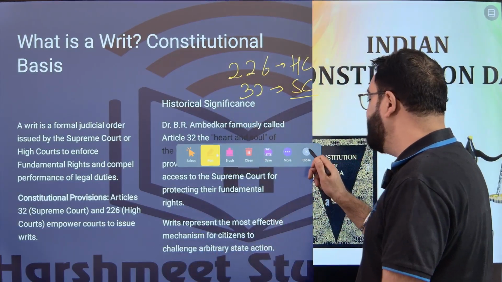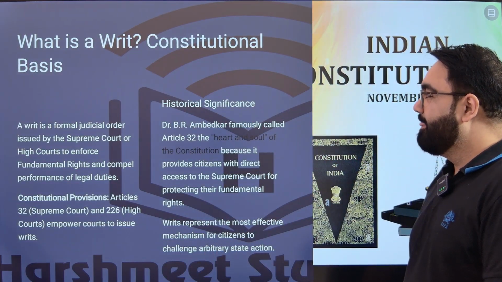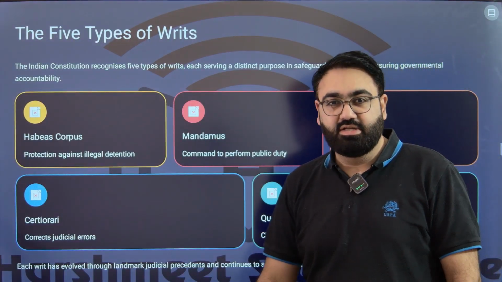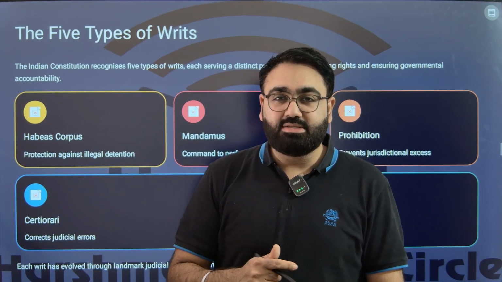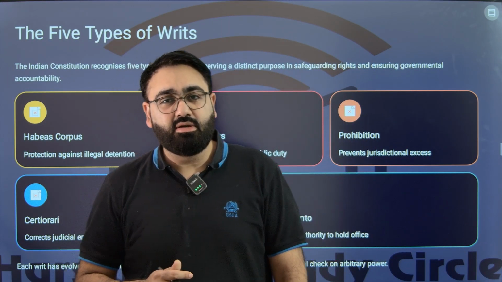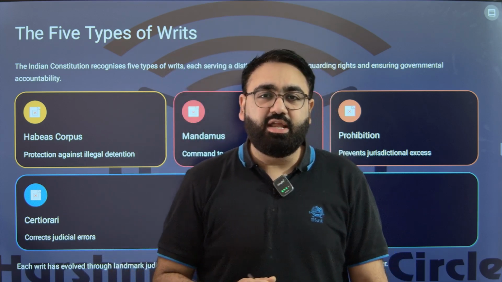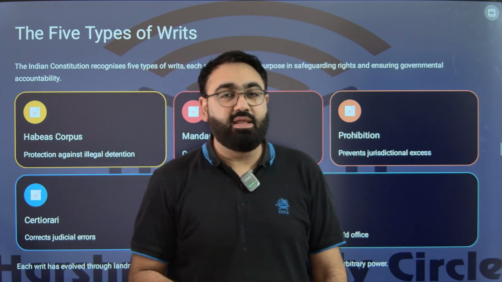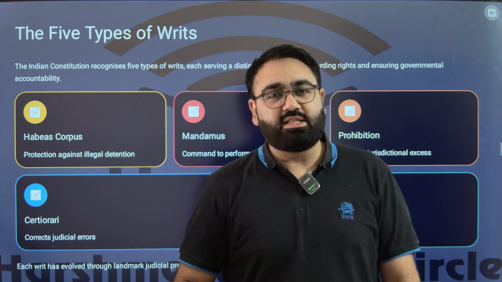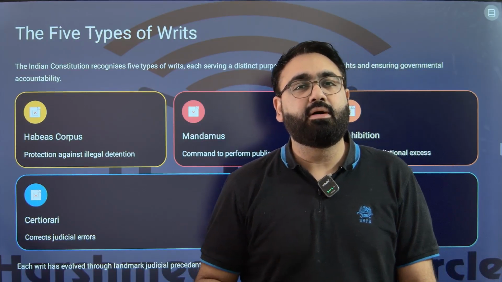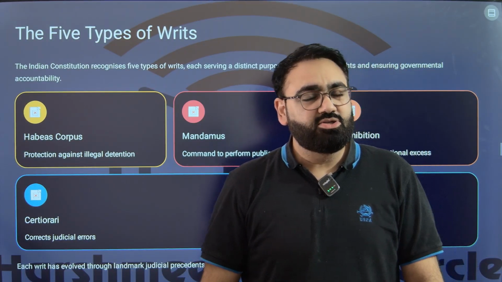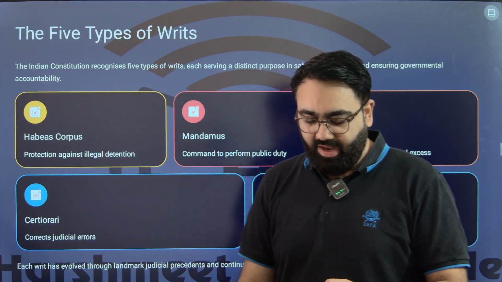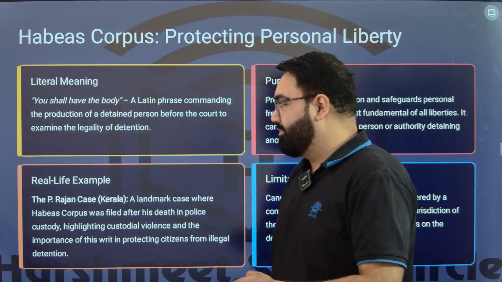What are those 5 writs? This is important for the examination. These are those 5 writs. First, Habeas Corpus, then Mandamus, then Prohibition, then Certiorari, and the fifth one being Quo Warranto. These are the 5 writs that you must remember how they are used, why they are used, who can issue them. So let's start with the first one, that is Habeas Corpus.